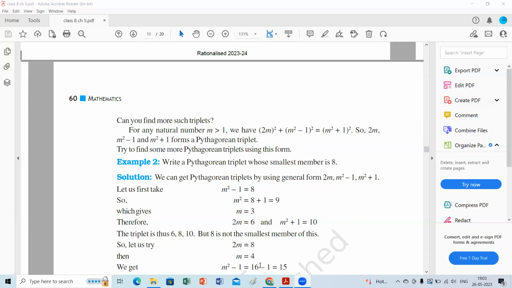I think we are on Pythagorean triplets. Which is the largest number in a Pythagorean triplet? m square plus 1. Which is the least one? 2m. We already discussed it with one example also. Please remember this. What are the Pythagorean triplets, children? 2m, m square minus 1, m square plus 1.